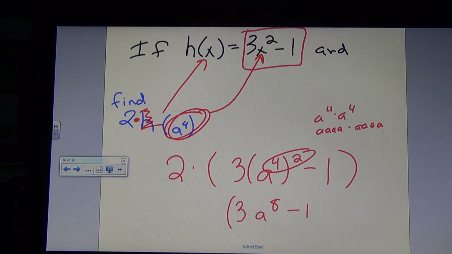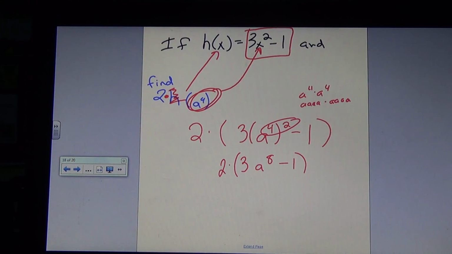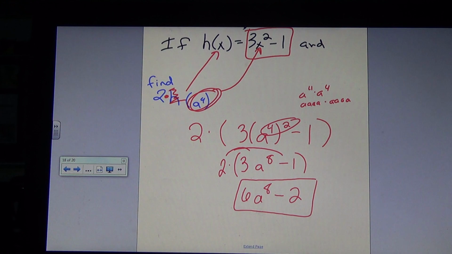And then what's still out in the front of this parenthesis? The times by 2. So what do we have to do with that? Distribute, and I get 6 a to the 8th minus 2. Alright.